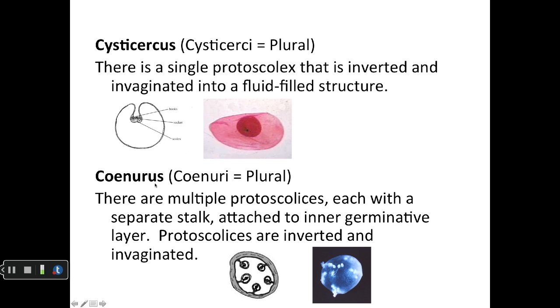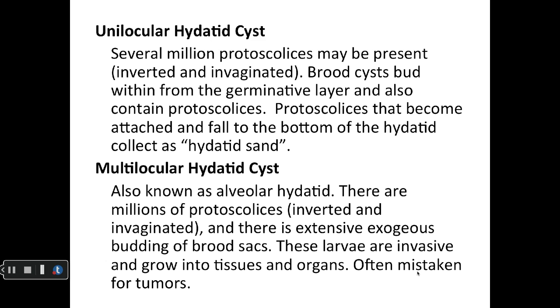Next we have the larval stage known as the coenurus. So coenurus is singular, coenuri is plural. And this structure is similar to the cysticercus, except there are many inverted, invaginated protoscolices. So there's a single structure, a single larva, but the germinal layer inside, you can see here in this diagram, has given rise to multiple protoscolices. And here is an actual photograph. You can see this coenurus with these individual protoscolices that are found within this fluid-filled larval stage.